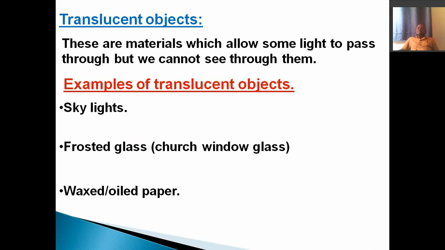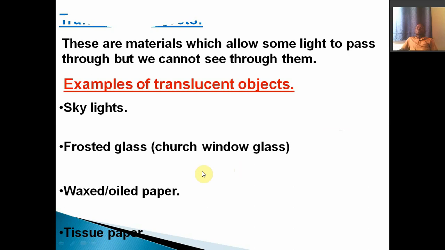Then we have the waxed or oiled paper. Yes, if you get a piece of paper and you smear cooking oil on it, it becomes oiled. Are we together? Or if you get wax and smear it on that paper, it becomes waxed. Now that oiled paper is also an example of a translucent object. It will allow some little light to pass through it, but you yourself will not be able to use your eyes to see through it.